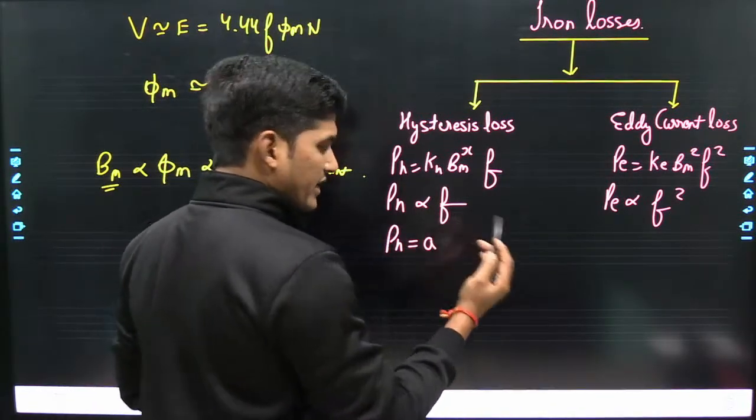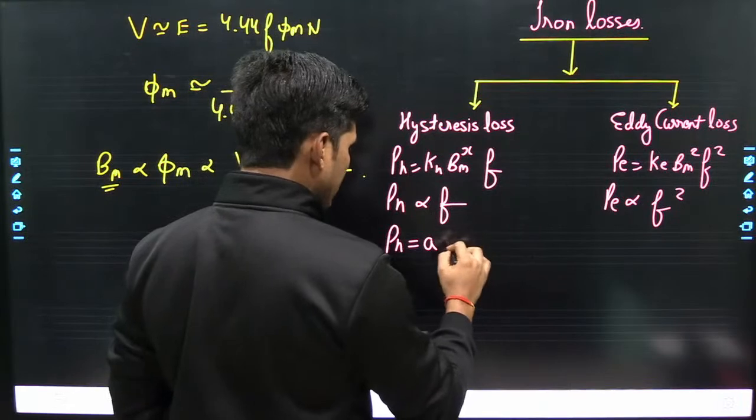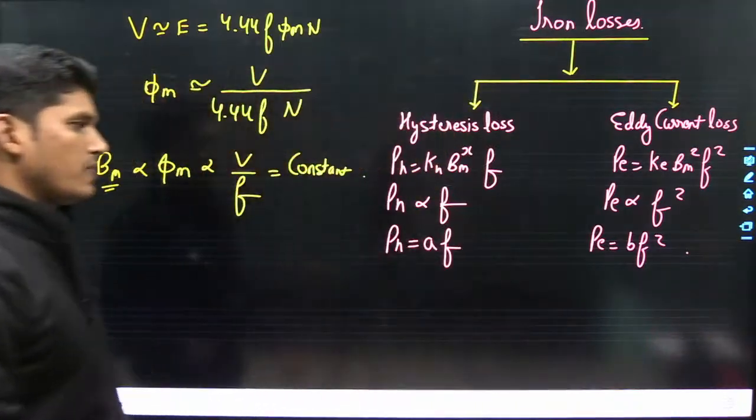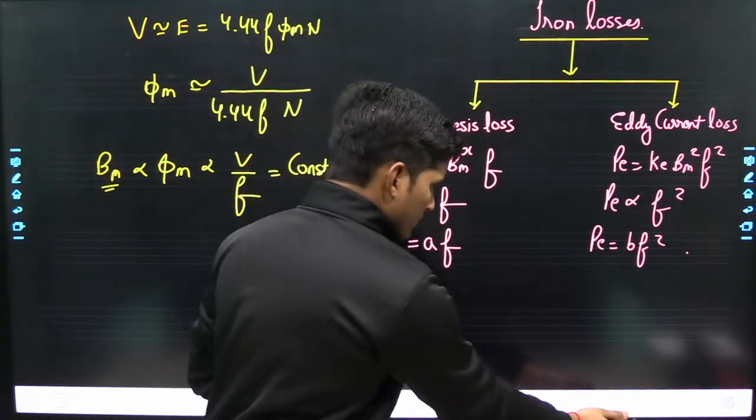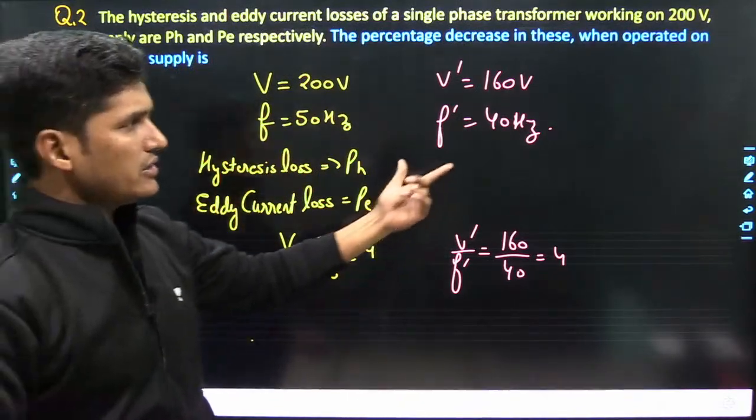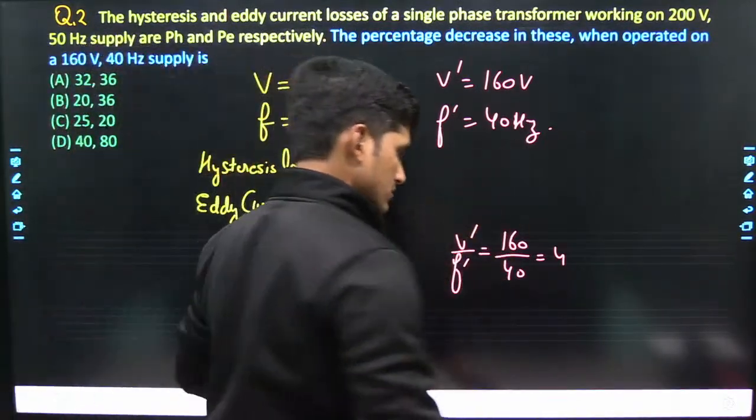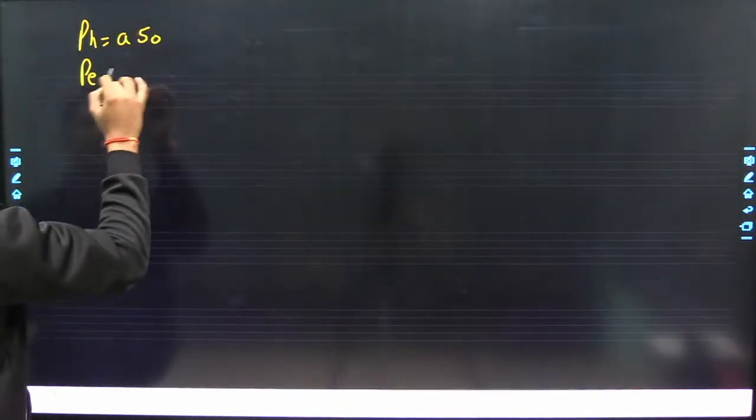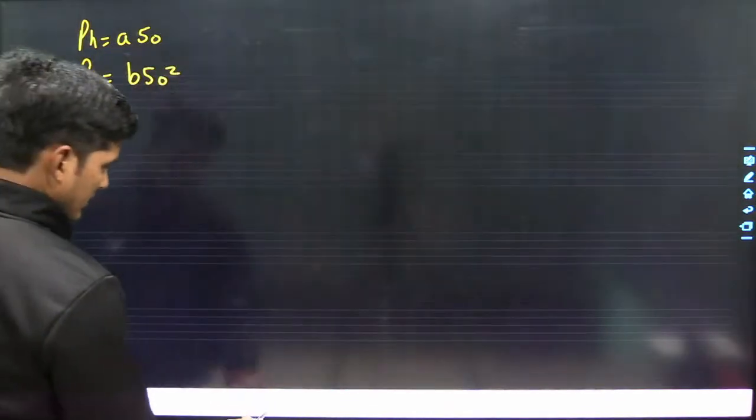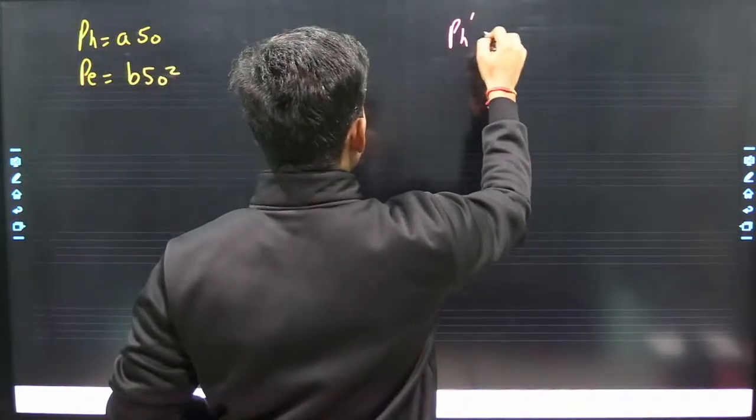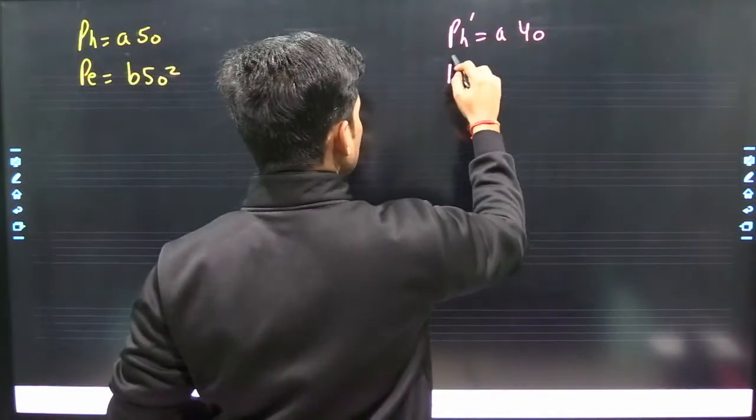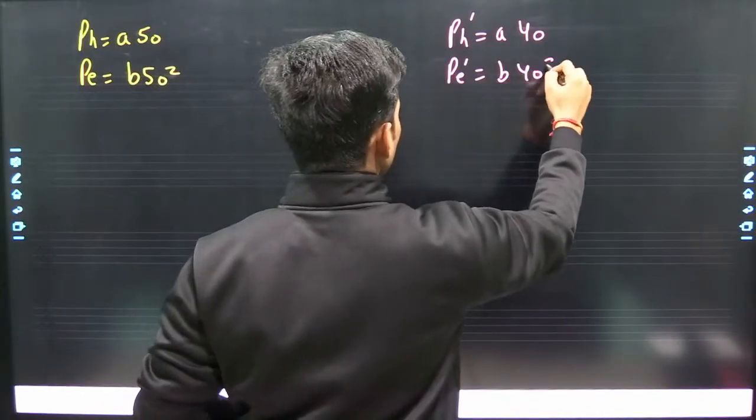Or we can say, let's take constants A and B. Now, in the first case the frequency is 50 Hz, in the second case the frequency is 40 Hz. So PH equal to A into 50, eddy current loss PE equal to B into 50 square. In the second case, PH dash equal to A into 40, and PE dash equal to B into 40 square.